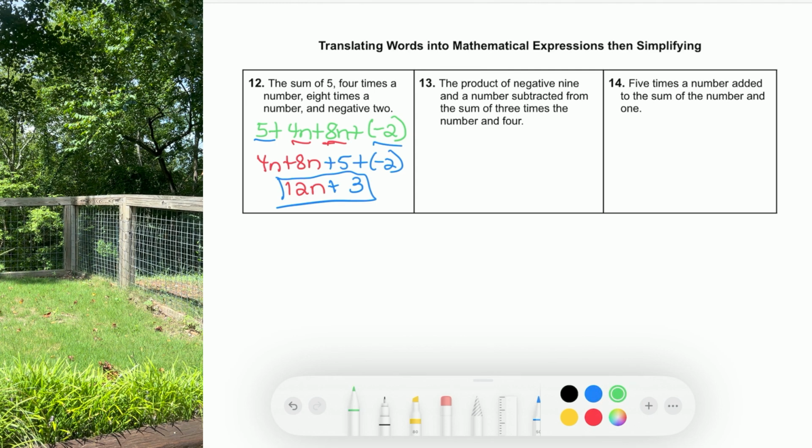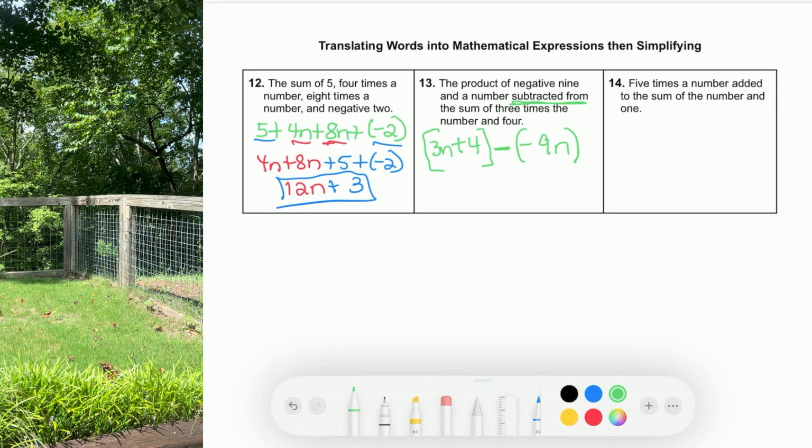Number 13, the product of negative 9 and a number subtracted from, oh, that tells me it's going to be behind something, the sum of 3 times the number and 4. Okay, so the first part said the product, which is multiplication, of negative 9 and a number. So negative 9 and a number subtracted from, so I'm going to put that in parentheses, subtracted from the sum. We're going to be adding something here. The sum of 3 times the number, so 3n, and 4.